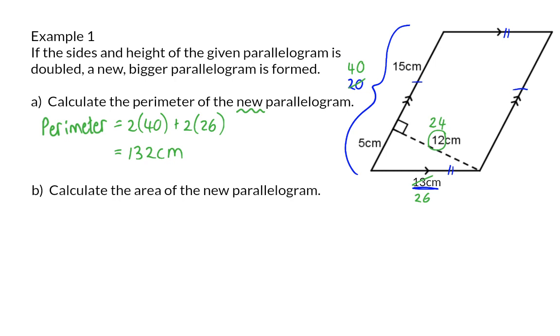Question B. Calculate the area of the new parallelogram. For the area of a parallelogram, we have the formula base times perpendicular height. In our bigger parallelogram, our base will be 40 centimeters and the perpendicular height is 24. That gives us an area of 960 centimeters squared.